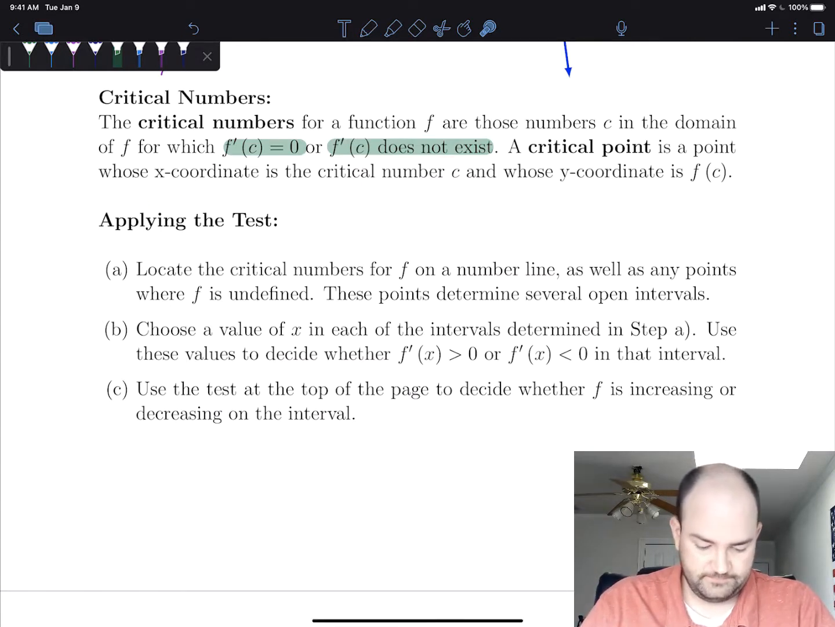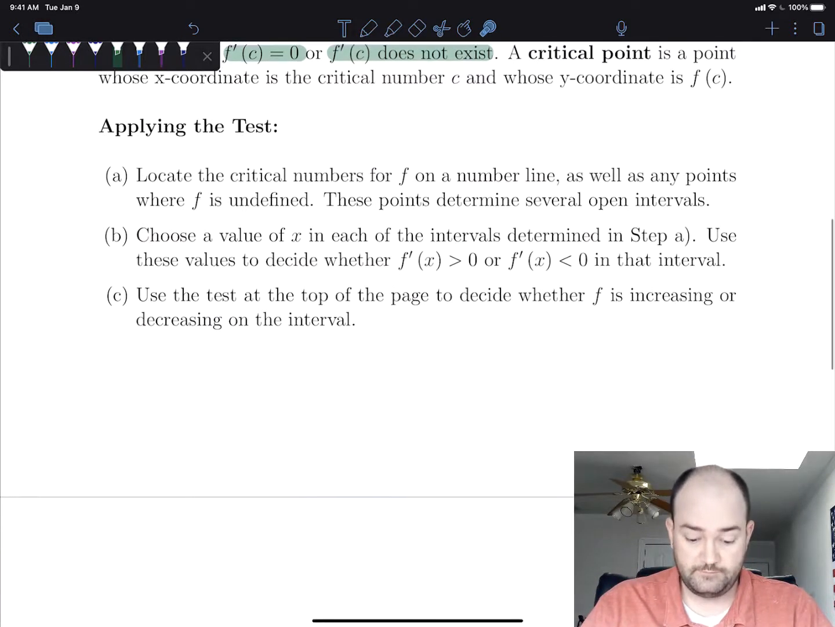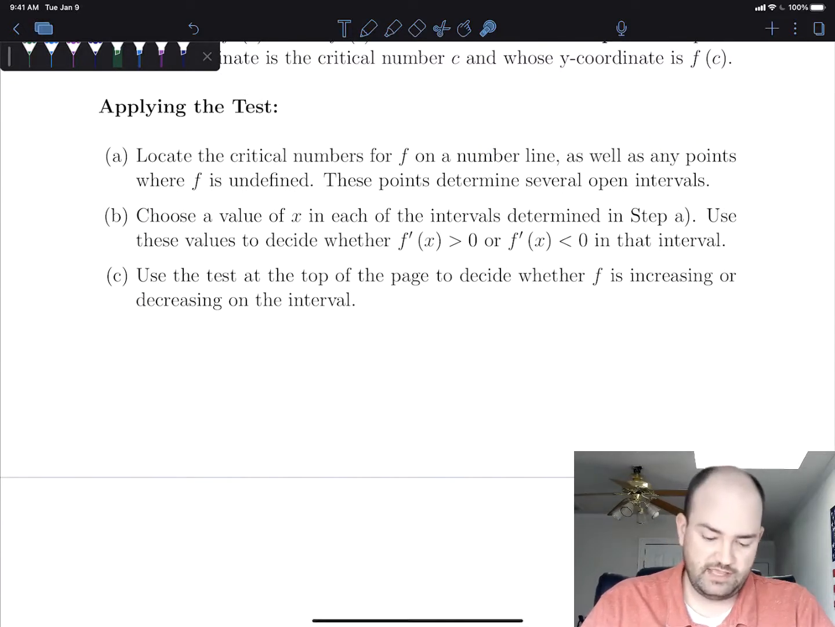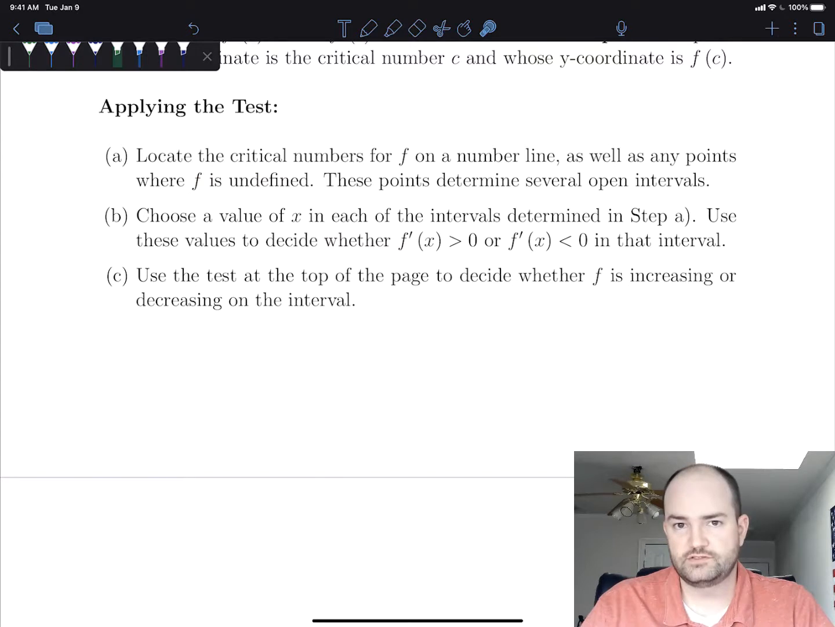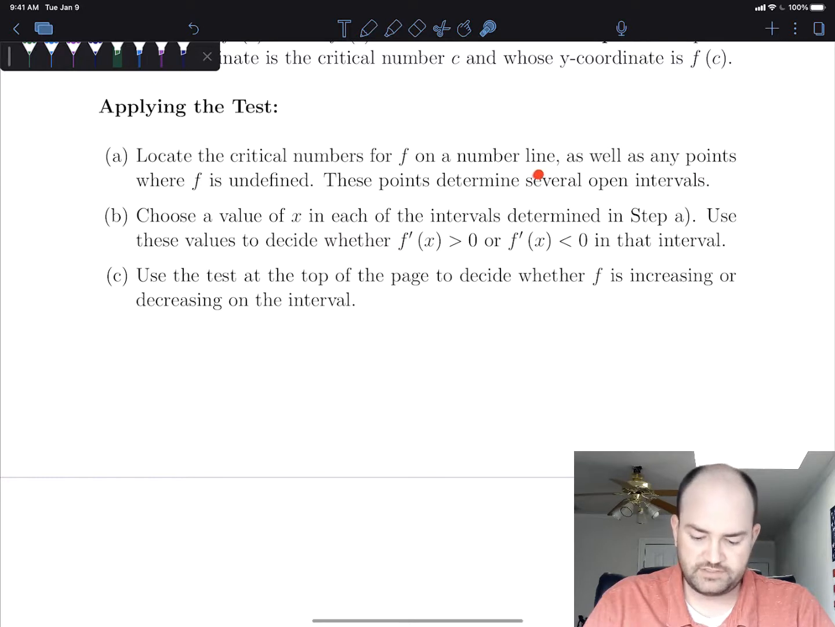Applying the test. First, locate the critical numbers for f on a number line, as well as any points where f is undefined, aka take the first derivative and set it equal to 0 and solve. And also if you have other things that make the function undefined, or the derivative does not exist, then find that as well. These points determine several open intervals. Then choose a value of x in those intervals determined in step A, and use those values to decide whether f prime of x is greater than 0 or less than 0 in those intervals. So basically, is the function increasing or decreasing? And then use the test at the top of the page. Okay, good deal.